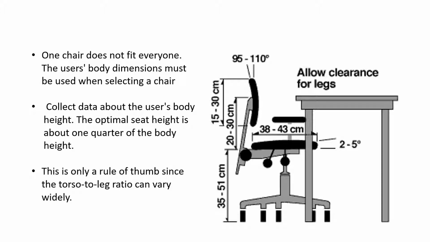For example, the seat height of the chair is recommended to be a quarter of the body height. So it's good to measure the body height of the workers first, and based on their body height, you select the chair.